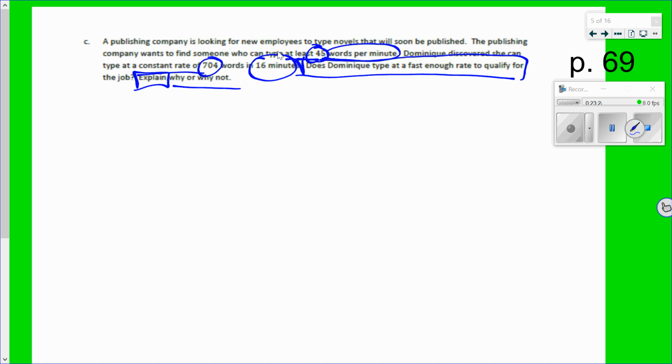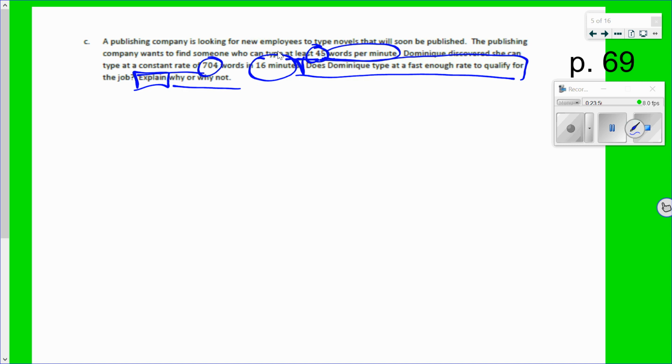Right. So we know what she can do. She can do 704 words in 16 minutes. She's trying to get this job with this company. And they say, look, I need you to type 45 words per minute. She said, I can do 704 words in 16 minutes. And so they have to do a quick calculation. Is she okay to hire for this job? Is she qualified?